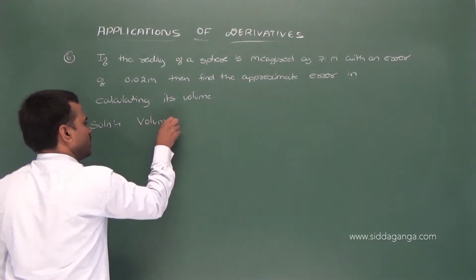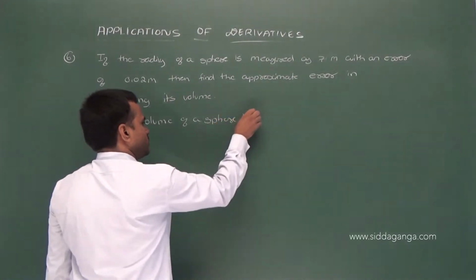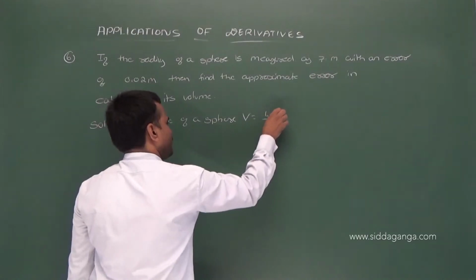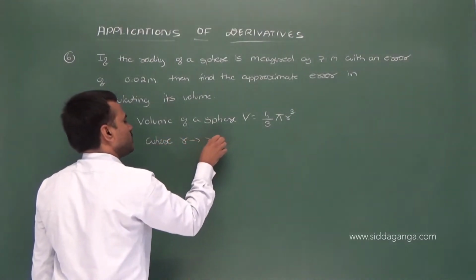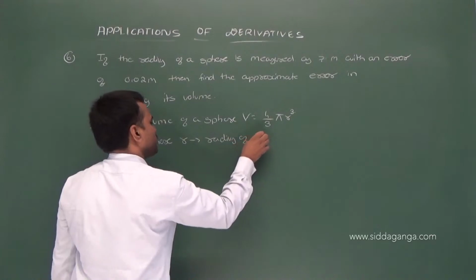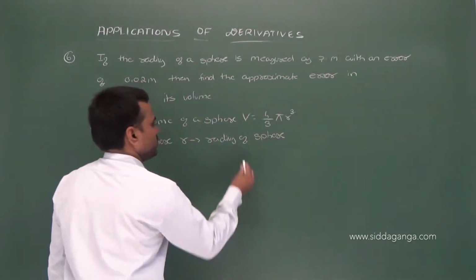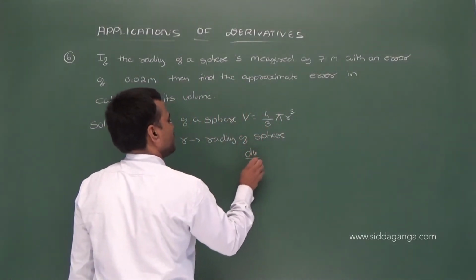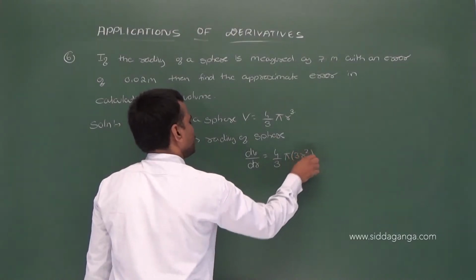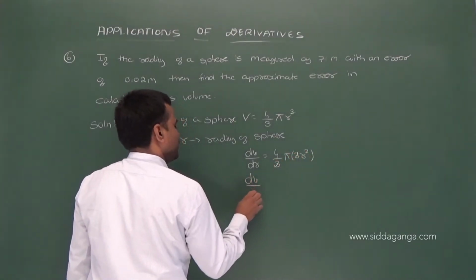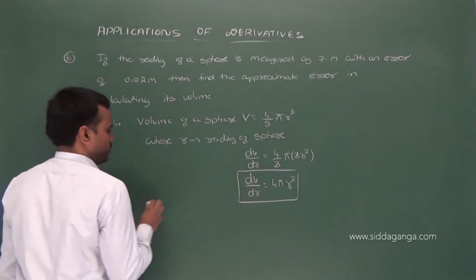Volume of a sphere. V is equal to what? 4 by 3 pi r cube, where r represents what? Radius of the sphere. Okay. So I differentiate here also. dV by dr, 4 by 3 pi into 3r square. Correct now? 3 gets cancelled. dV by dr is 4 pi r square.